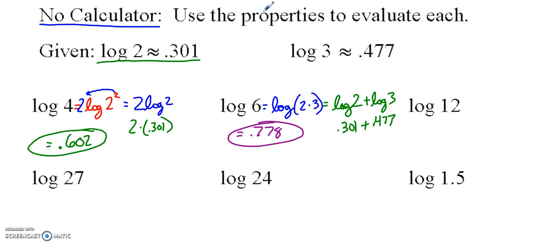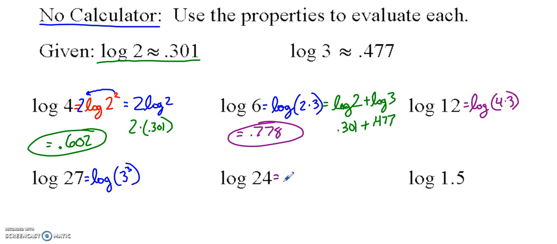And so I can continue that process. I could write log 12 as log of 4 times 3. Why would I use 4? Because I already know 4. I found 4 in this first one, so 0.602, and I could use that here in this third one. For 27, I would write it as log of 3 cubed, so 3 log 3, and I would use that value. 24, I could do a couple of different ways.